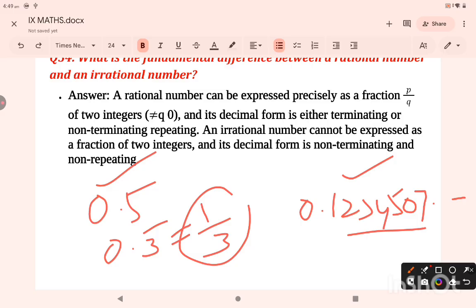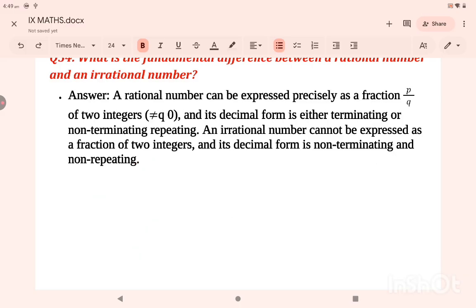Every rational number can be expressed in the form of p by q. The decimal expansion of rational numbers are terminating or non-terminating repeating decimals. And every irrational number cannot be expressed in the form of p by q. The decimal expansion of irrationals is non-terminating, non-repeating decimal. Now next question.